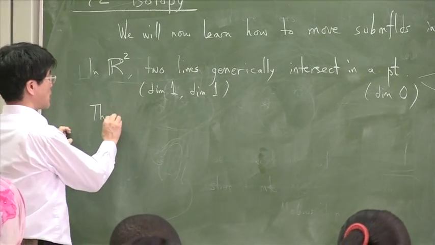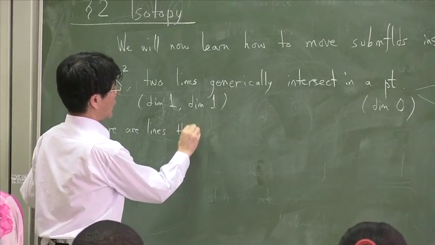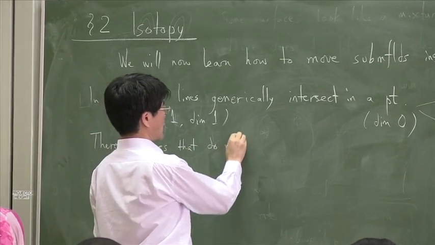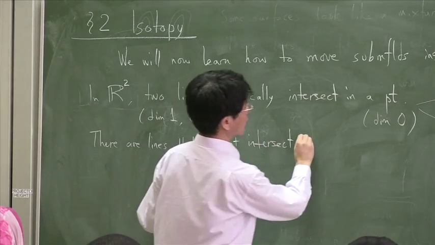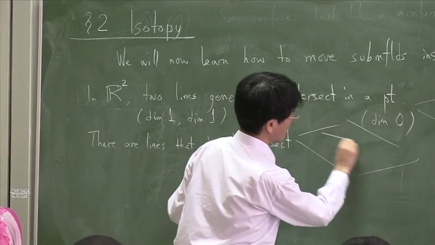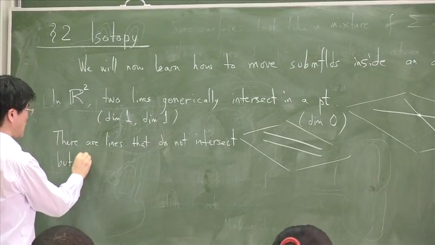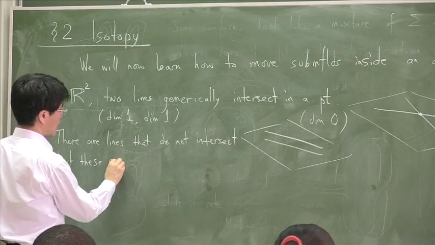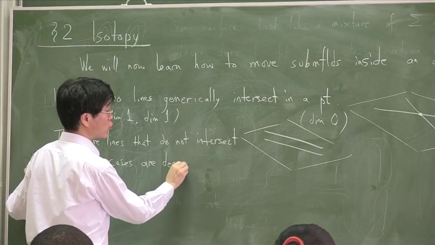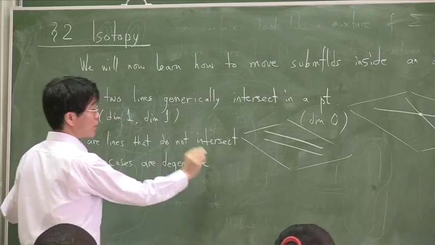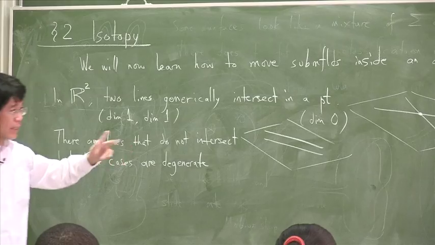There are cases of lines that do not intersect. As you are going to complain, the picture is the parallel case. But these cases are degenerate. I'm not defining what generic and degenerate are. I'm hoping that you have an intuition about what these things are from the examples.